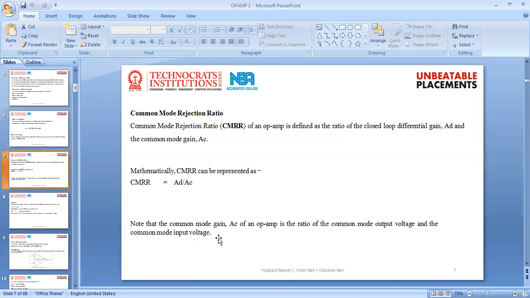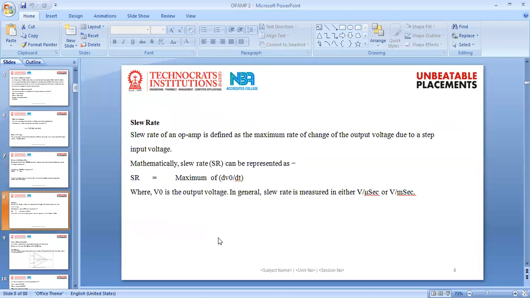Third one is a very important point: common mode rejection ratio. The common mode rejection ratio of an op-amp is defined as the ratio of the closed loop differential gain AD and the common mode gain AC. CMRR is equal to AD upon AC. Note that the common mode gain AC of an op-amp is the ratio of common mode output voltage and the common mode input voltage.